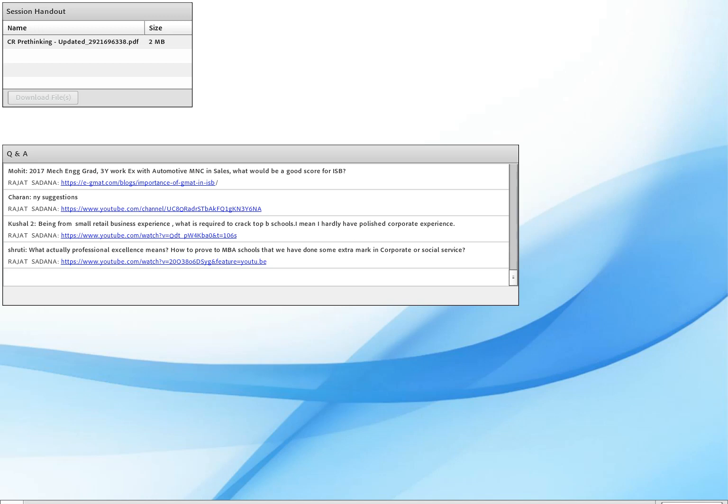Is 10 years of experience suitable for an executive MBA such as IIMs? Yes, it is. And we've had students who've gone. The kind of GMAT score they look for is about 720. It's not 750, 760, it's 720 or so.